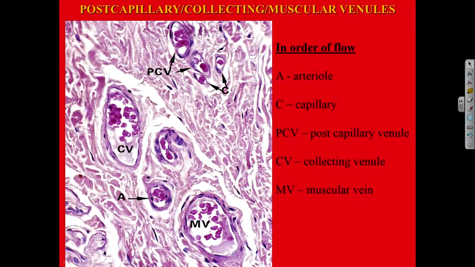Okay, so let's look at some of the venous vessels. So we have from the smallest vessel, we have a capillary. The blood will flow from an arteriole into a capillary, then into a post-capillary venule, then into a collecting vein and a muscular vein. So going from the arteriole side down to the capillaries and then back out the other side into the venous system.